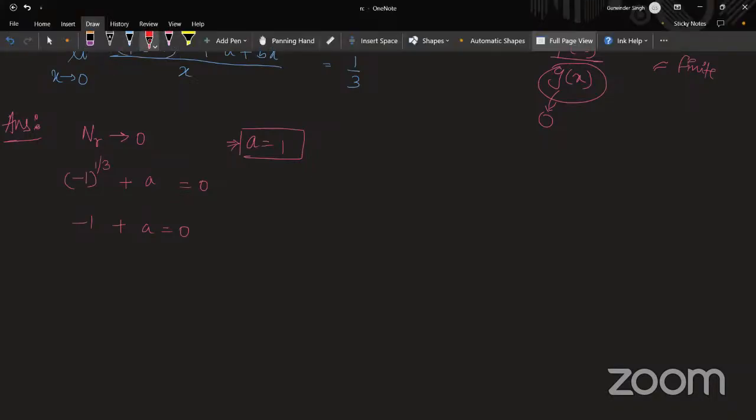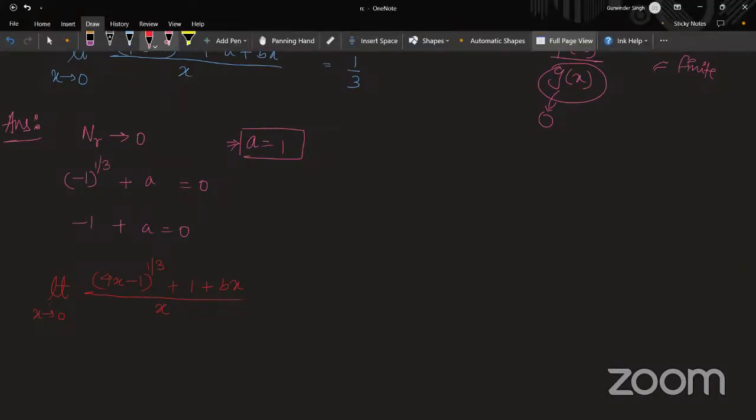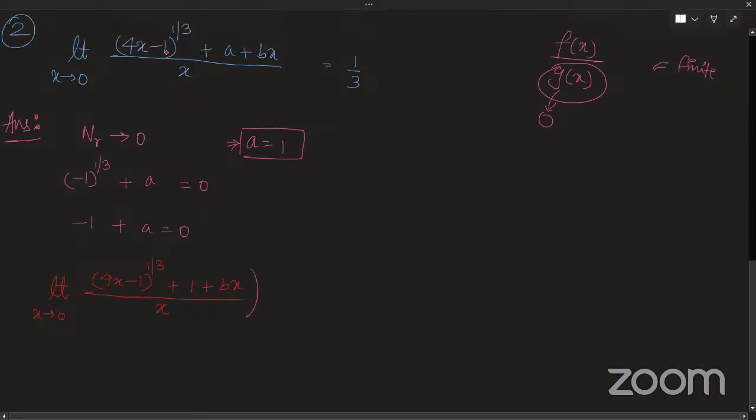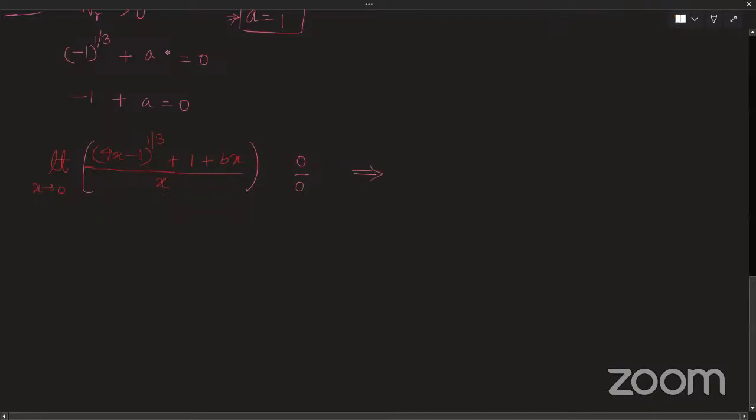Great. So since a is 1, I can directly change the function. So x tends to 0, over here I have 4x minus 1 raised to 1 by 3 plus 1 plus bx, whole divided by x. So now it is an ideal 0 by 0 form, right? If it is 0 by 0 form, I should directly apply L'Hopital's rule. Go for derivative.